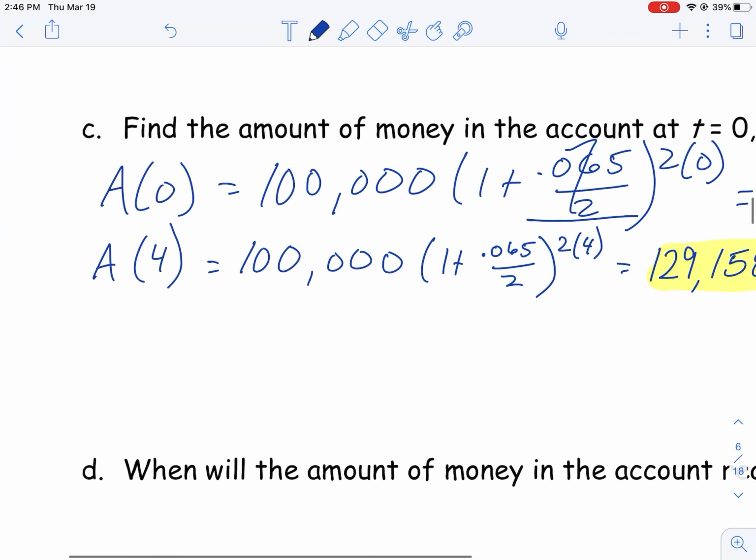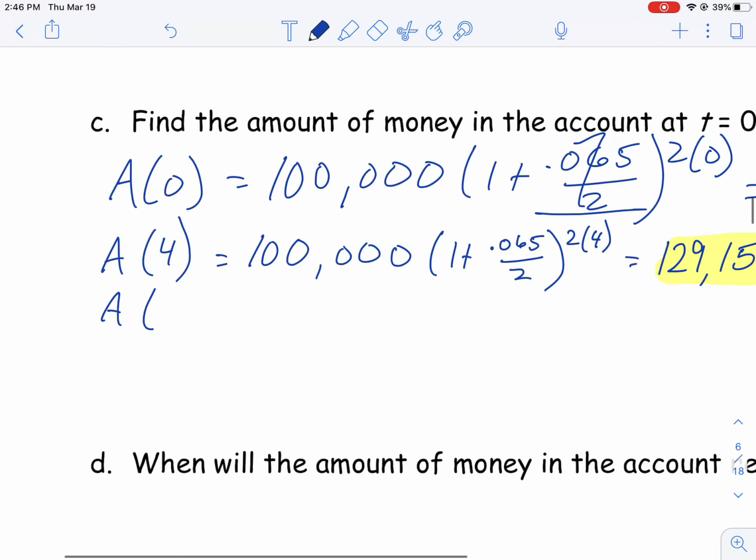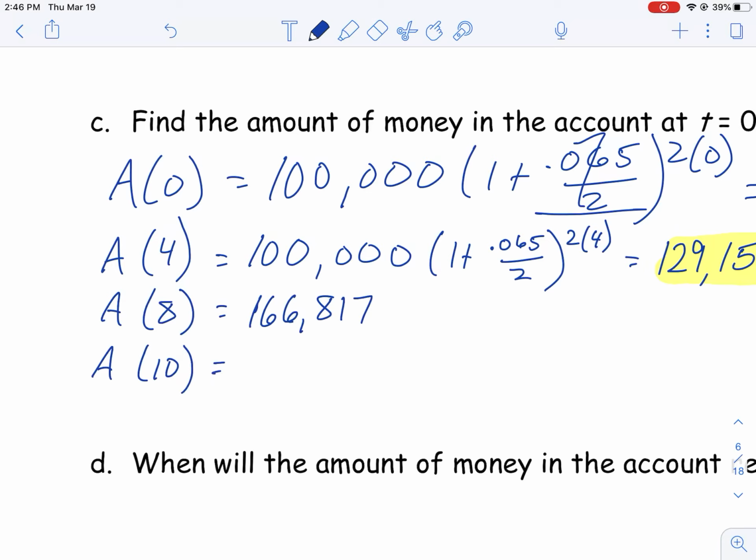All right. And you can do the same thing for A of 8 and A of 10. A of 8 ends up being 166,817. A of 10 is 189,584.